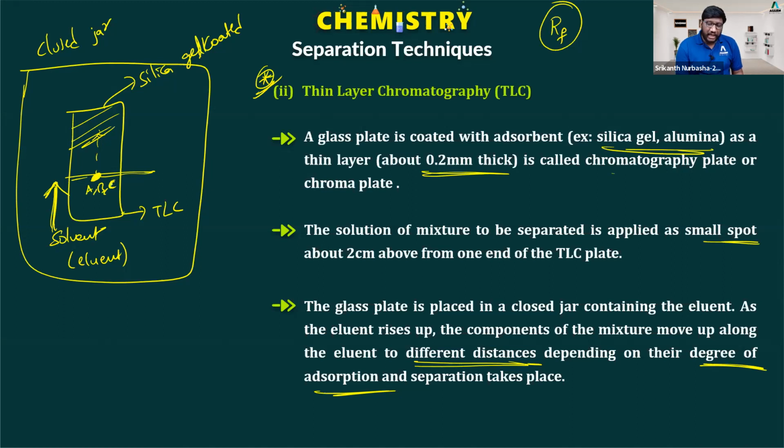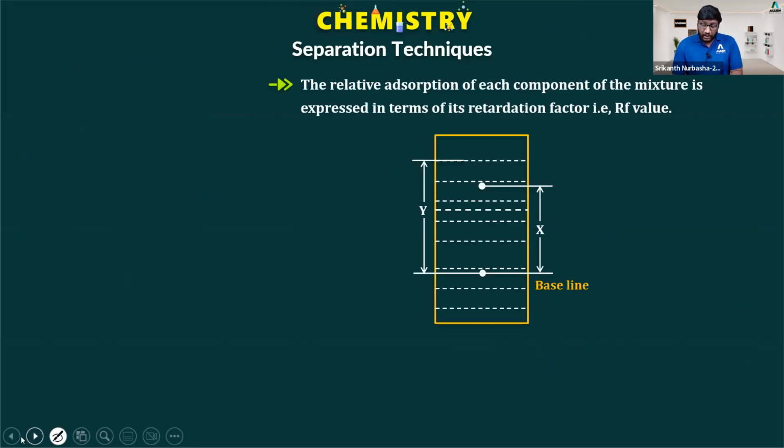Let us say C adsorbed least. So C will be moving greatly. A adsorbed greatly means A will be here only. B intermediate means B will be somewhere here. Right, students? So this is what the things look like. The relative adsorption of each component of the mixture is expressed in terms of the retardation factor or RF value.